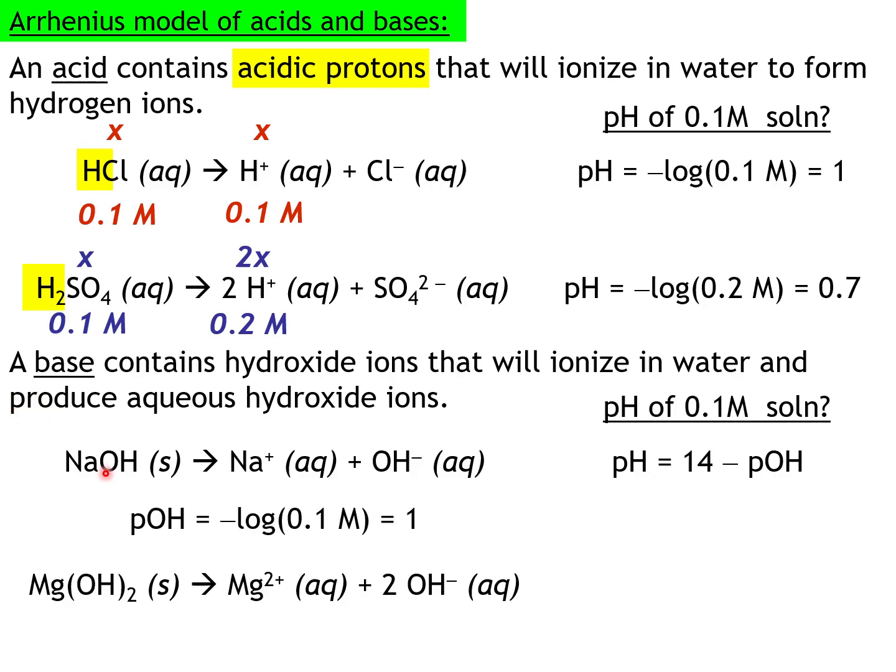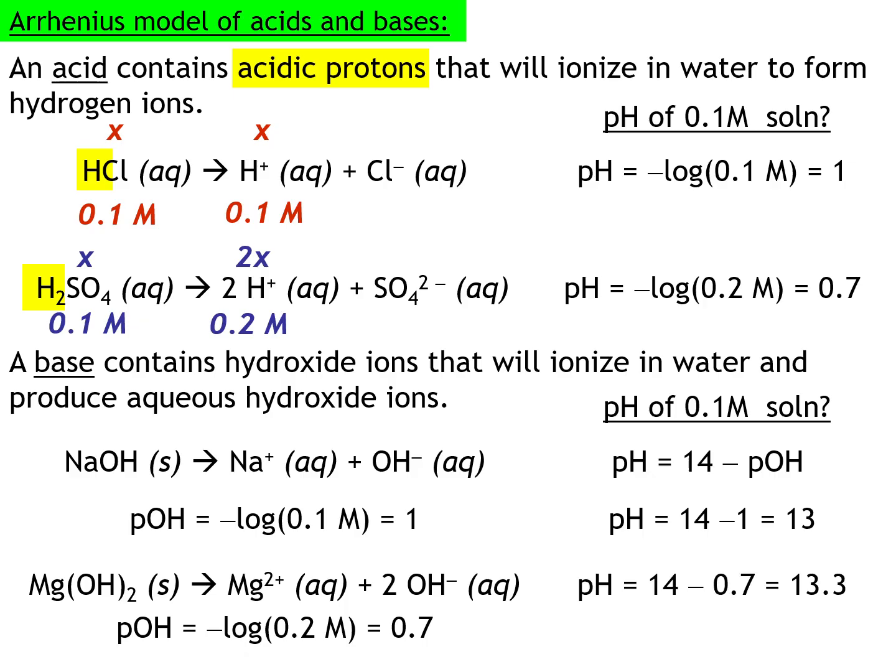So we have a 1-to-1 relationship. So our pOH is going to be equal to negative log of 0.1, which is 1, which means our pH is 13. It's in the basic range, so that makes sense. Then we have magnesium hydroxide. So this is a 1-to-2 relationship, so that means our concentration of hydroxide is twice as big, so 0.2 molar. So the pOH is 0.7, and the pH is going to work out to be 13.3.